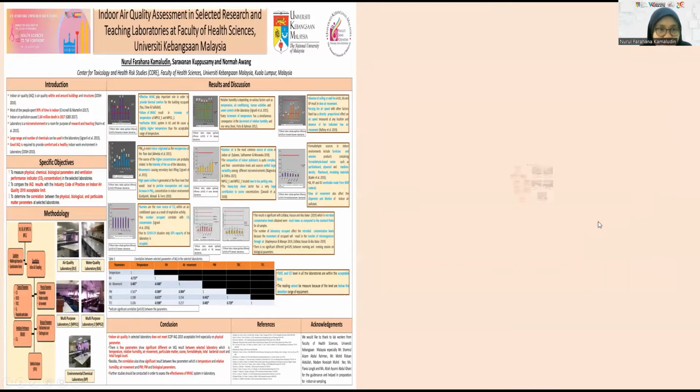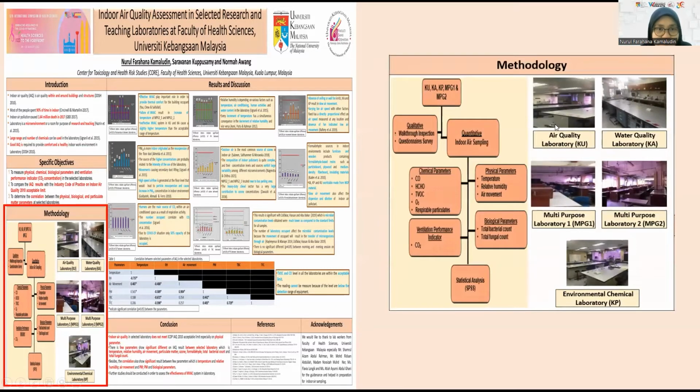Next, we move on to the methodology part. These are the 5 selected laboratories. And the number of sampling points in each lab was determined based on the total floor area as recommended in the ICOP-IAQ. Hence, the total number of sampling points was 7, with 1 sampling point each in KU, KA, and KP, and 2 sampling points each at MPG1 and MPG2.